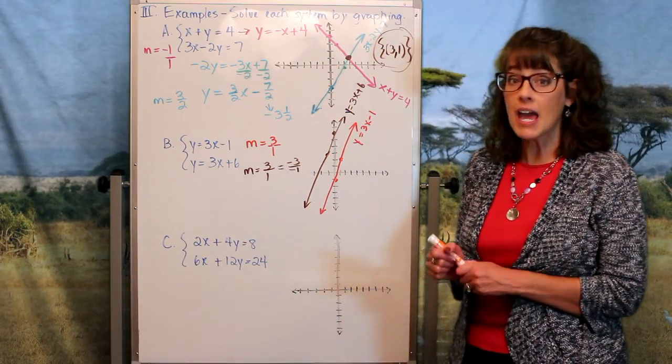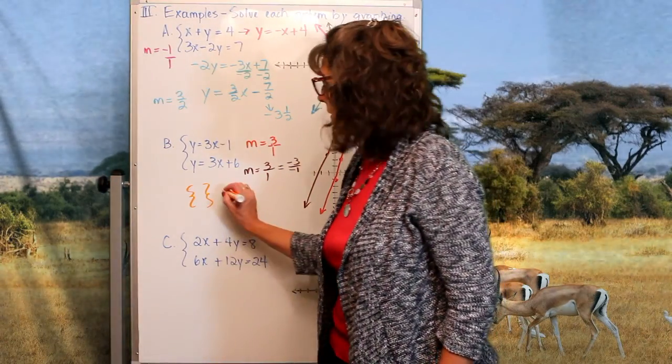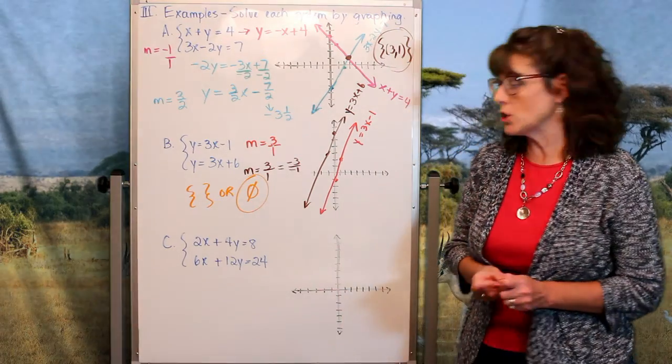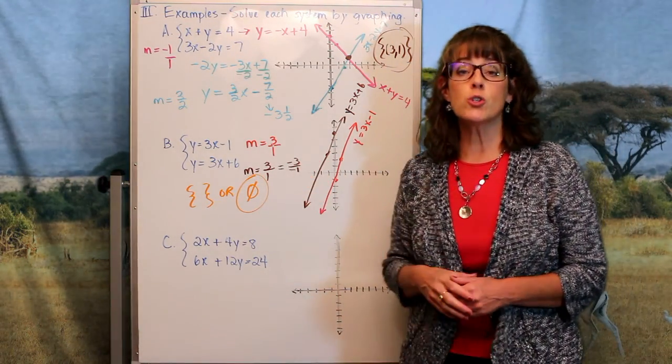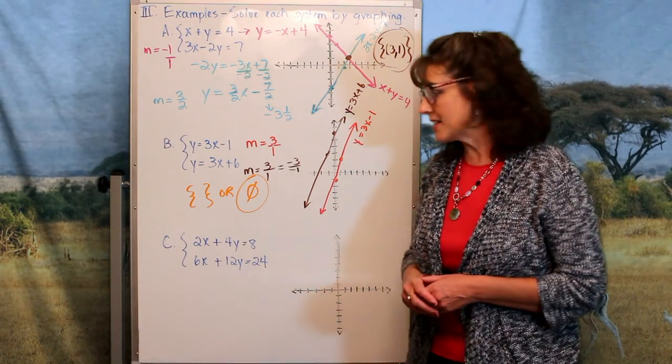Remember, this was the case where I either have the empty set that looks like this, or most people like to put the null set in there. Both of them are indicating there is no solution. I have a set that's empty. All right, let's take a look at our last example.